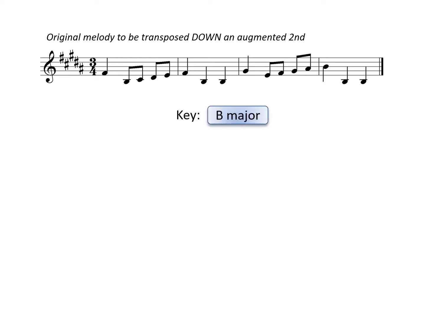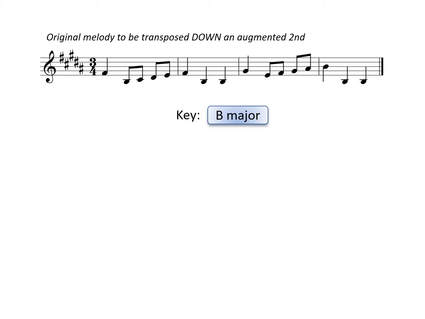The steps for transposing a melody down a given interval are similar for those transposing the melody up a given interval, which we covered in a previous level. Let's use this example, which transposes the melody down an augmented second. Again, the first step is to identify the key of the original melody. The key signature of 5 sharps with no added accidentals tells us that the key is B major.